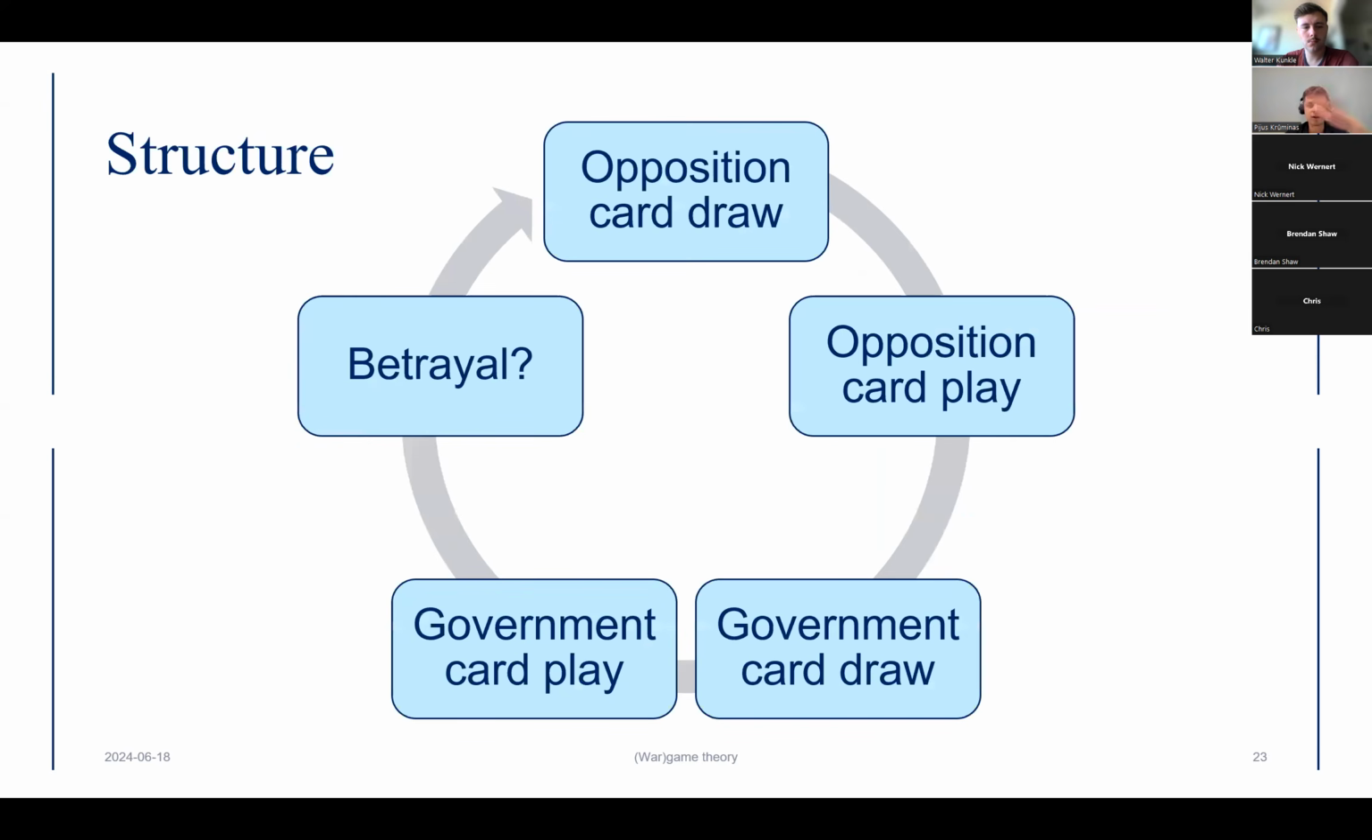So having the structure of the game where the opposition draws the cards, they play the card, and the government does the same, there's also room open for betrayal. So the government can say, okay, I'm now with the opposition, or the opposition player switches to the government, saying, okay, I now want to be in the broadened dictatorship.